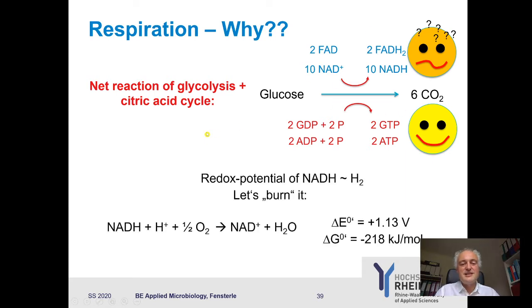NADH is nothing else than hydrogen at the end. So the reduction potential of NADH and hydrogen is merely the same. If we transfer these electrons from NADH onto oxygen, it's kind of burning hydrogen. So we produce a lot of energy. Now let's see whether we can exploit that.